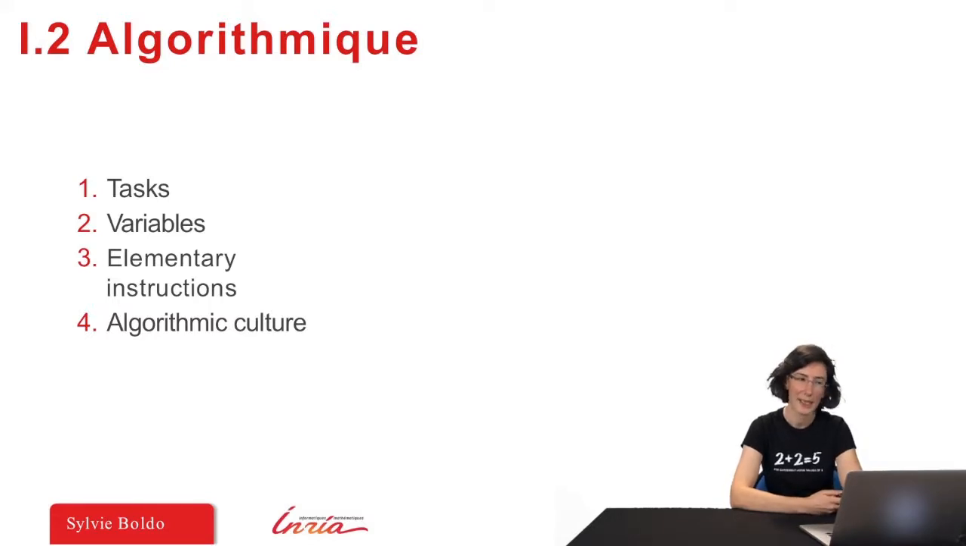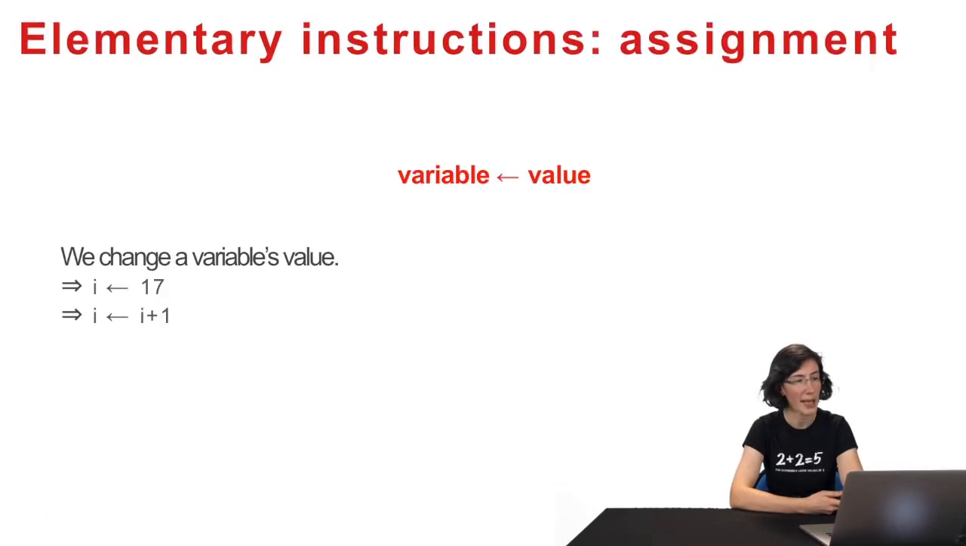Hello. In this third sequence on algorithmic, we are going to talk about elementary instructions. We are going to look at the core of algorithmic and explain in detail what instructions the computer is able to execute. The first one is assignment, which we talked about in the previous sequence.